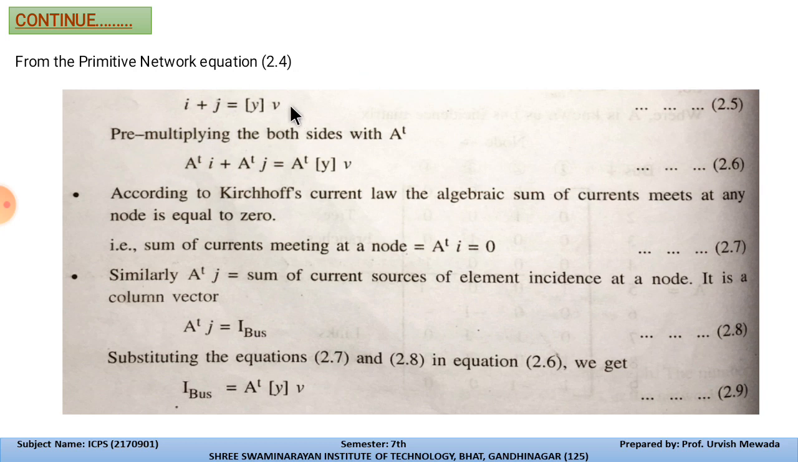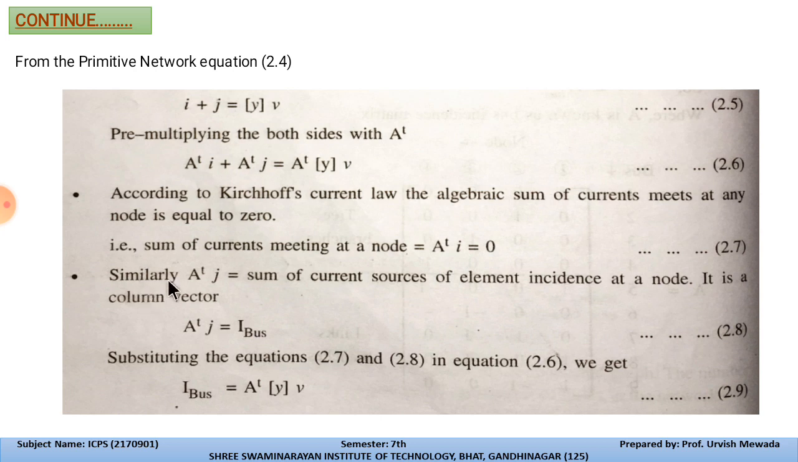Now from this equation we pre-multiply both sides by A transpose. So we get A transpose into I plus A transpose into j is equal to A transpose into y into v. Why have we taken this A transpose? Transposition indicates that rows convert into columns and columns convert into rows, so this is the transpose of the bus incidence matrix A. Now according to Kirchhoff's current law, the algebraic sum of the currents meeting at any node is equal to 0. That means A transpose into I will become 0.